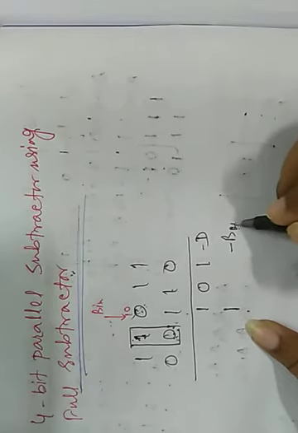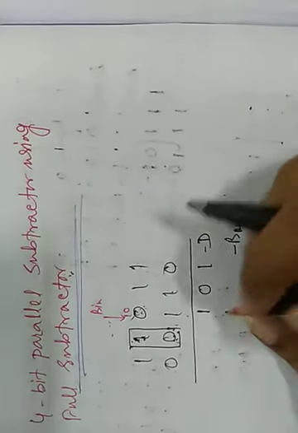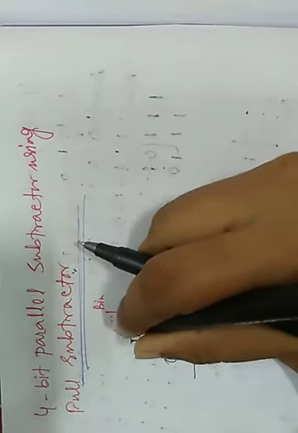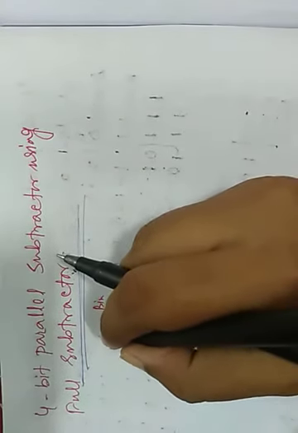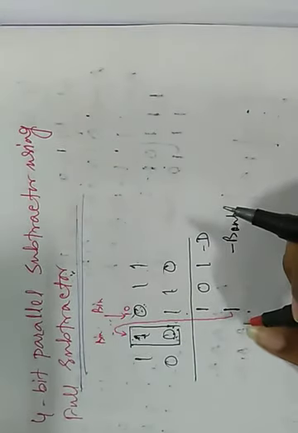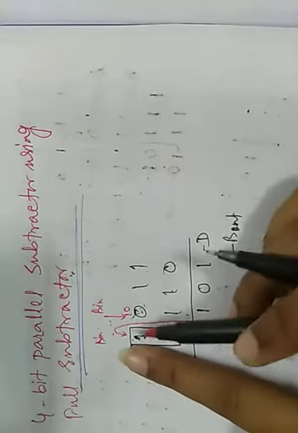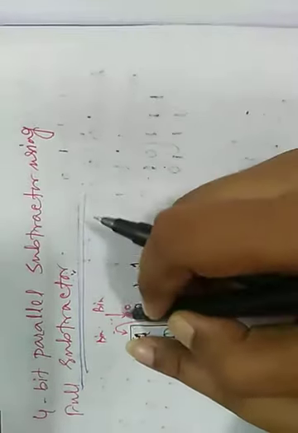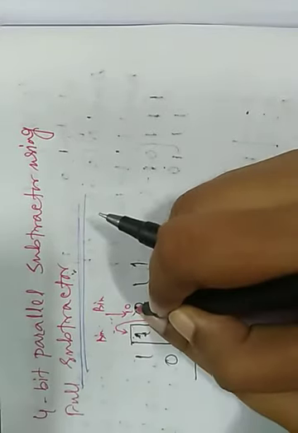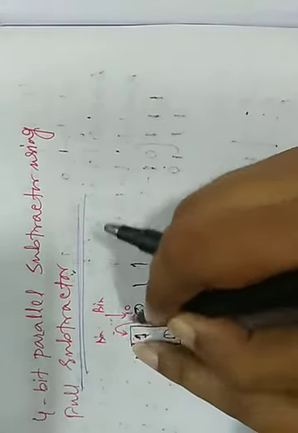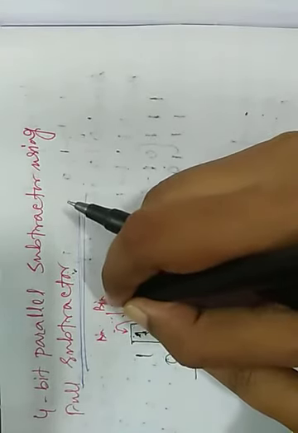This is our borrow out. So this borrow out goes as the borrow in to the next number, to inform that 1 is taken. Okay, so if we take 1 borrow, that means here it is 0 and 1. As we take 1 0 there, this is not borrowing, this is only borrow.